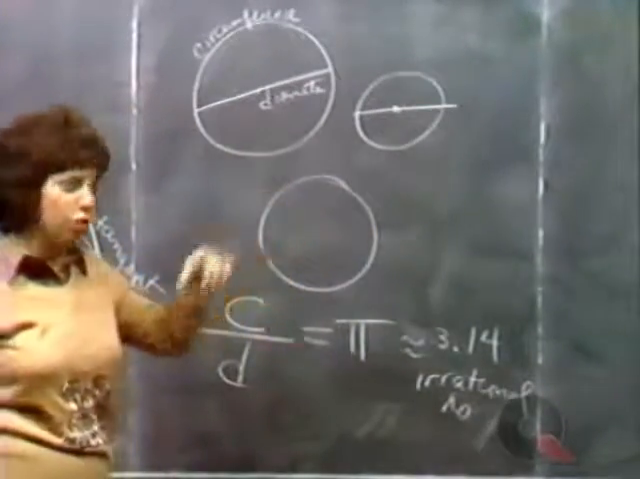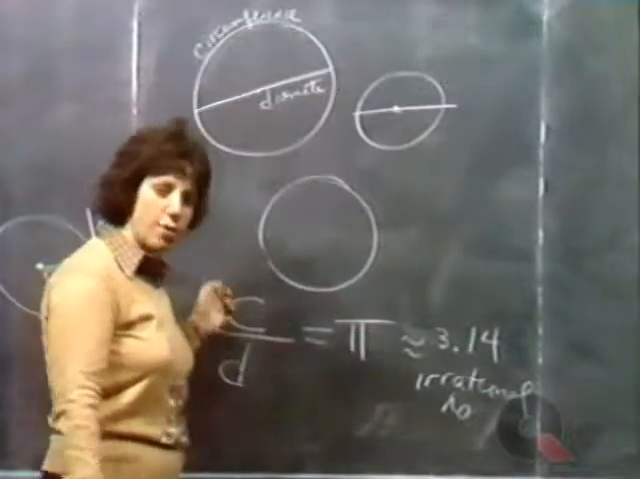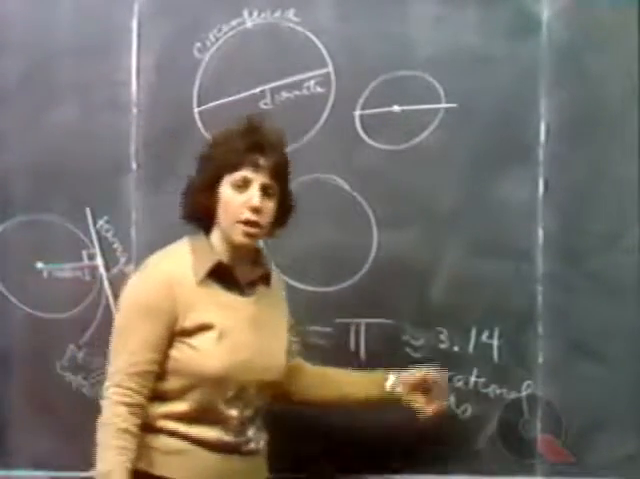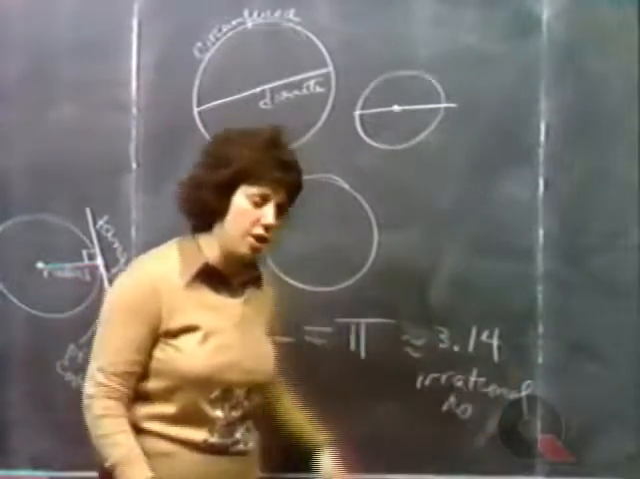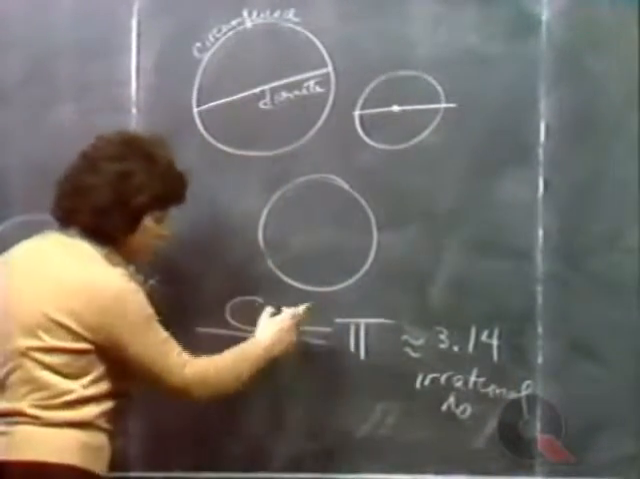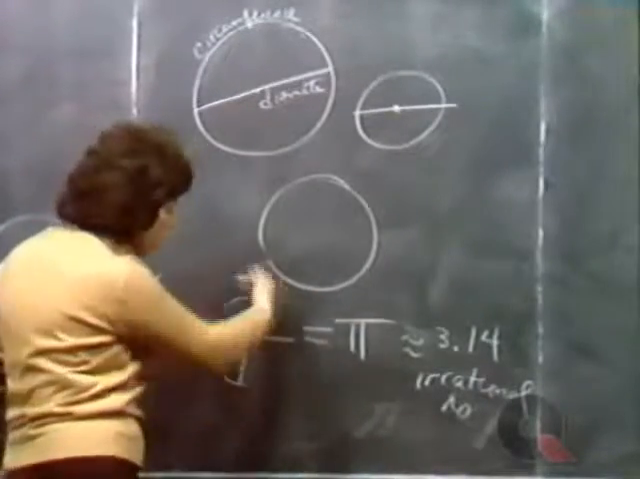For all circles, you could try this yourself. If you have a hula hoop, you can figure out the circumference divided by the diameter, and your answer should come out a little over 3. It's a pure number. There are no units here. If C is in feet and D is in feet, the feet cancel out, and you wind up with just a pure number.